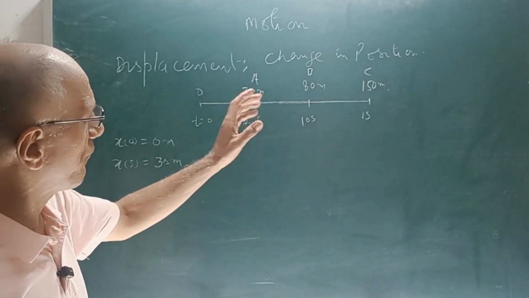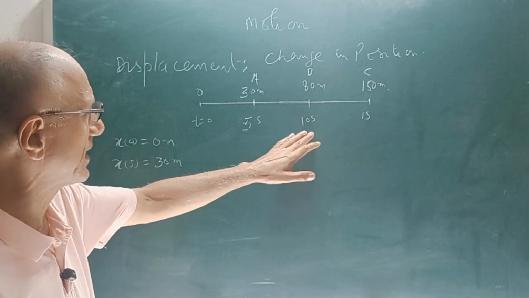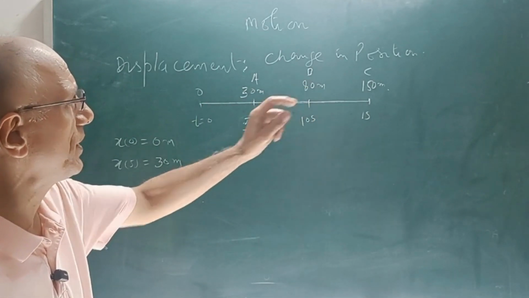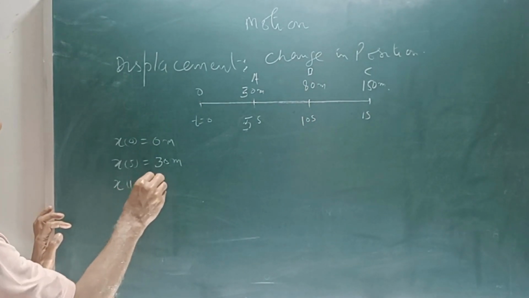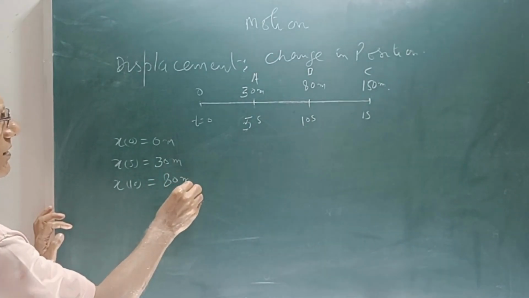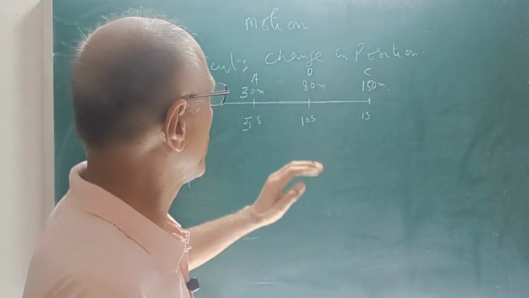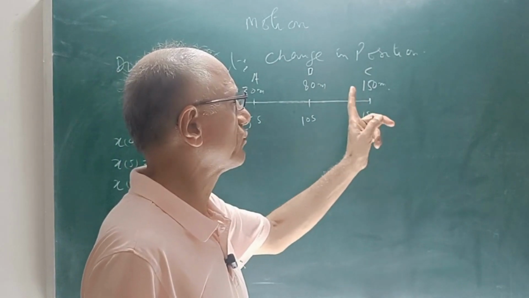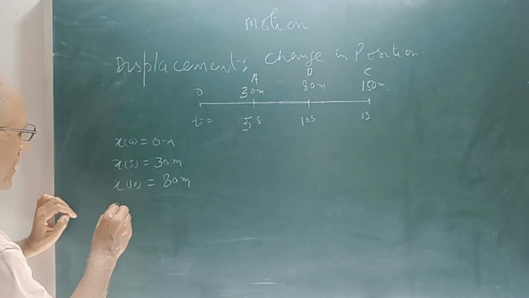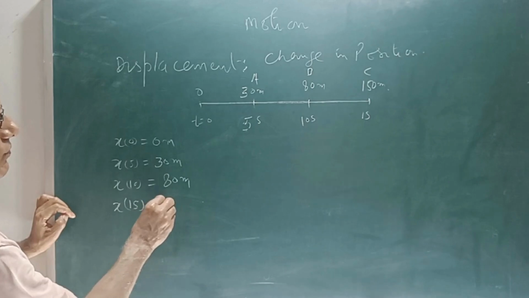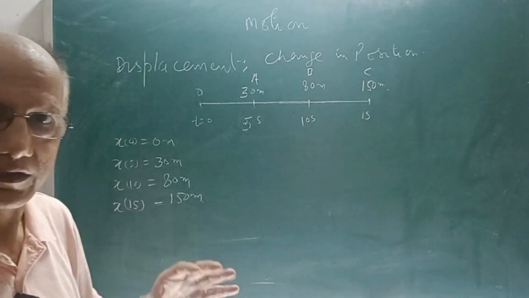Now after 5 seconds further, that means at 10 seconds, you reach B. So your position at 10 seconds will become 80 meter, that is B. And in a further 5 seconds, you reach point C, which is 150 meter away from your house. That means your position at 15 seconds will be 150 meter. I will just repeat.